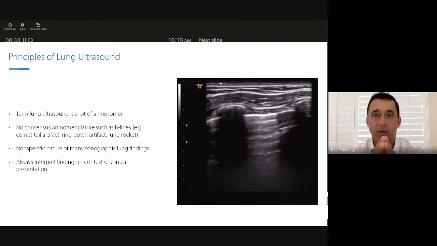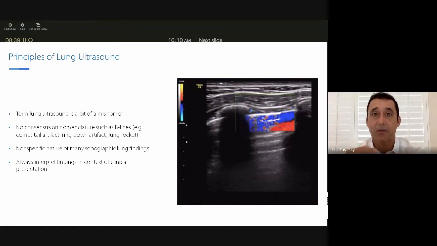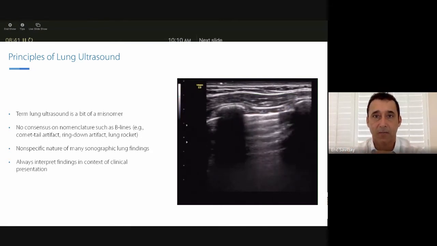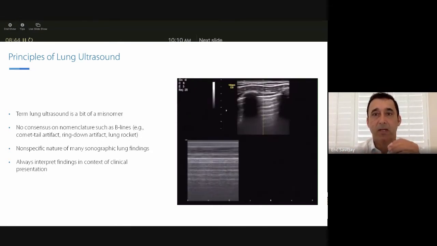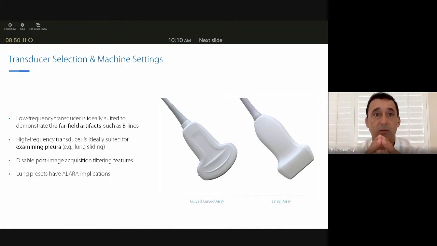And then the most important part of lung ultrasound, once again, is having to take your findings, your sonographic findings, and integrate them into the clinical context of the patient. And when you're able to do that, that's when you can extract maximal value out of lung ultrasound. So a little bit on transducer selection.